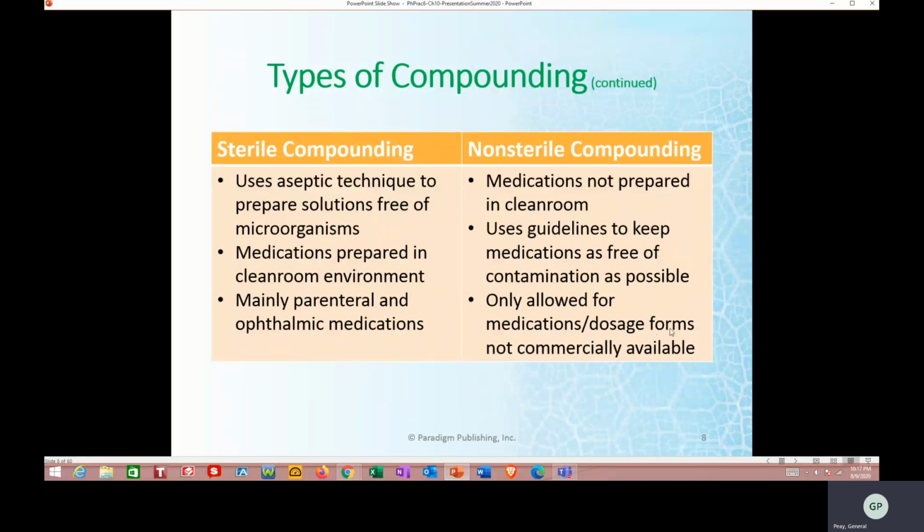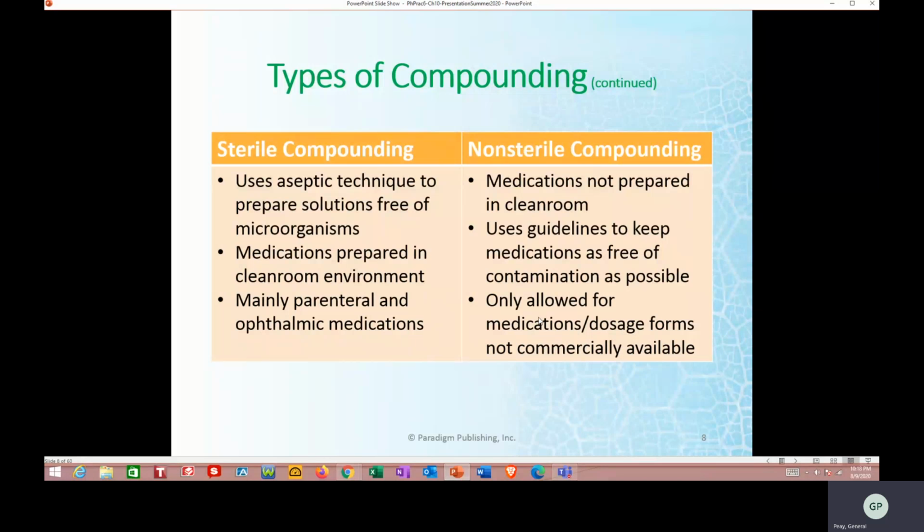So it is only allowed for medication dosage forms that are not commercially available. This is a key thing that I want you to know about what you can actually compound. For example, let's take metformin 500 milligram, a popular medication. That's commercially available in a tablet form. A pharmacy cannot compound metformin 500 into a liquid unless the patient cannot swallow the pills, because the tablets are commercially available.